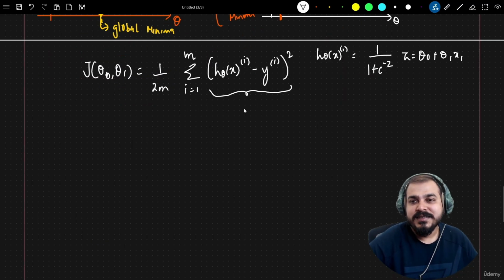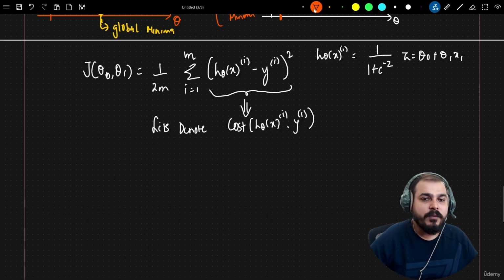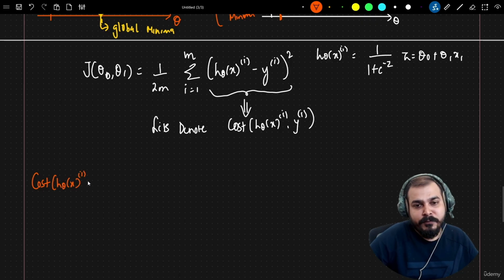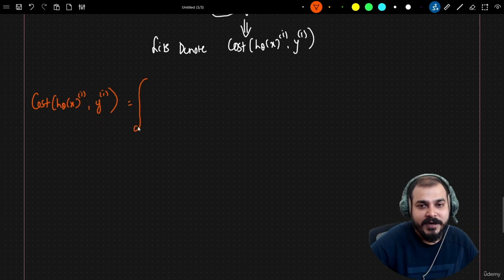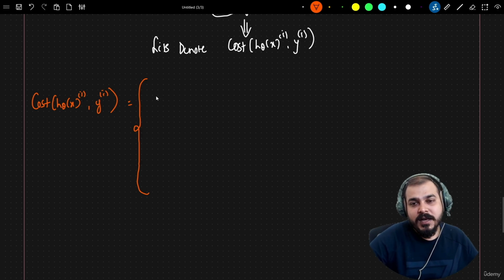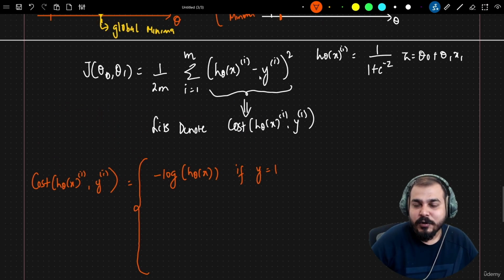Now instead of using this as my cost function, let's consider this. I'm going to denote this as cost of h theta of x of i, comma y of i. In order to get a convex function, we can use this equation, and yes, we can also prove this, but I'm just going to write down this equation because the proof is not that important. I'll say minus log of h theta of x if my y value is 1. I'm going to use this as my cost function, which gets replaced over here.